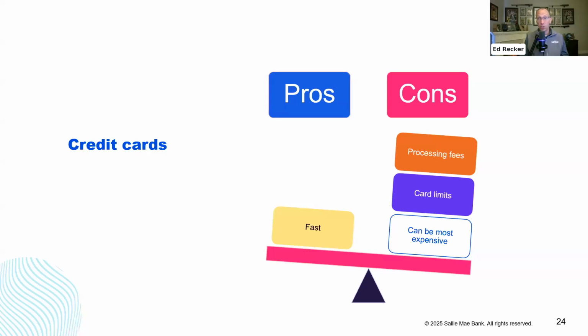What's your credit limit on your credit card? Are you going to hit that ceiling? And because they compound interest monthly, this can be the most expensive if you're not paying it off at the end of the month. So keep that in mind.